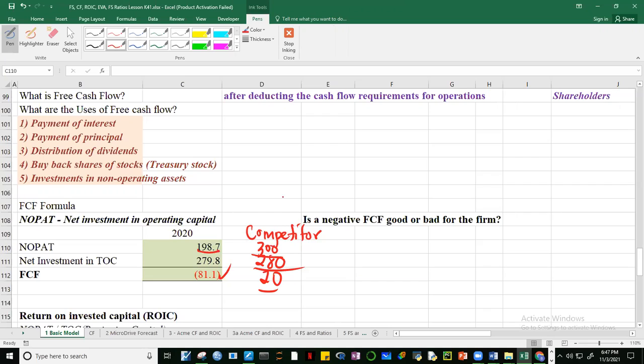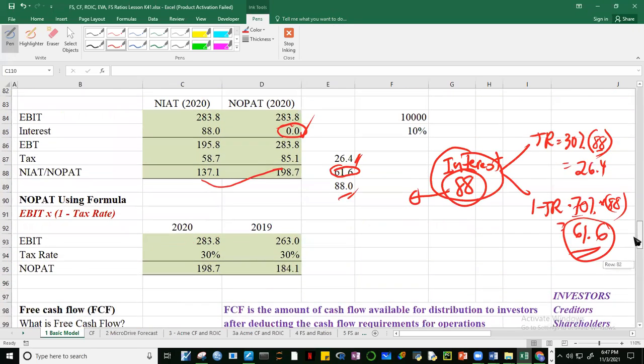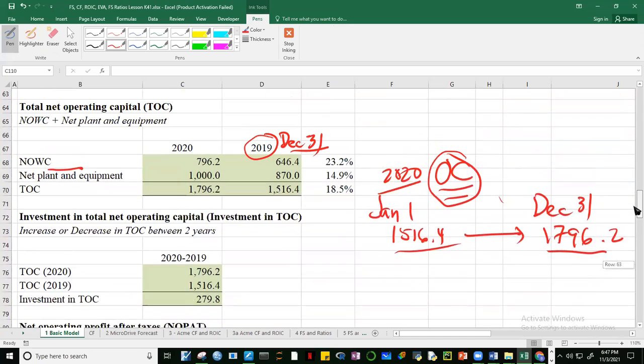Okay. But for purposes of example, sabihin natin at par yung ano natin, at par yung NOPAT natin. Okay? Then is a negative free cash flow really bad? Not necessarily, guys. Not necessarily. Why? We have to look at this because free cash flow also needs the input of the net investment in TOC. Okay. If we're going to analyze further, guys, let's take a look at what happened to the firm.